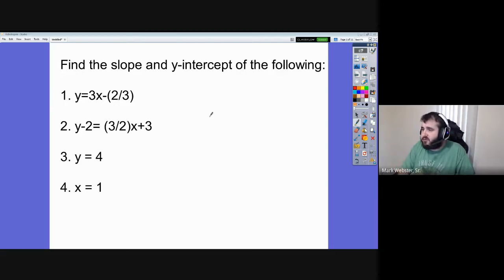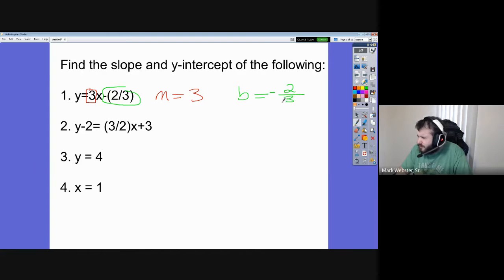So we're to find the slope and the y-intercept of each of these following equations. So let's go over this. Remember that the slope is the number that's on the x term, so the coefficient on x. So here the slope is 3. And then the y-intercept is the number that's all by itself. So here we've got the y-intercept is -2/3. Let's do the next one.